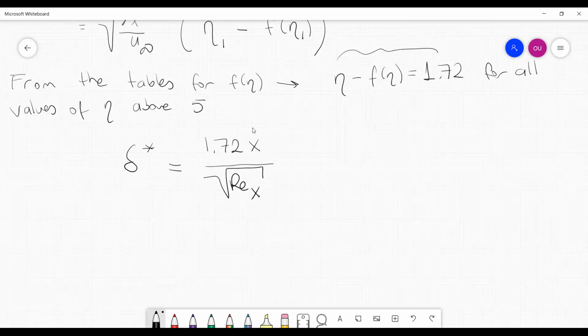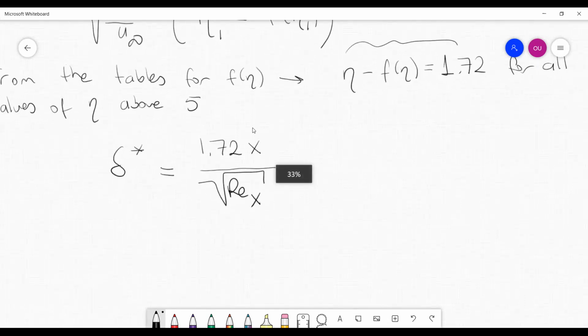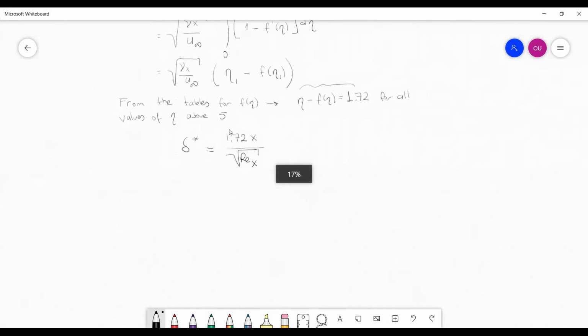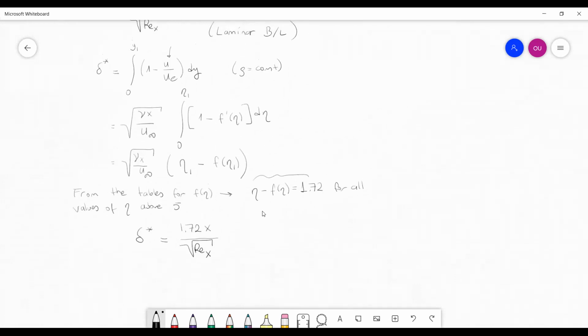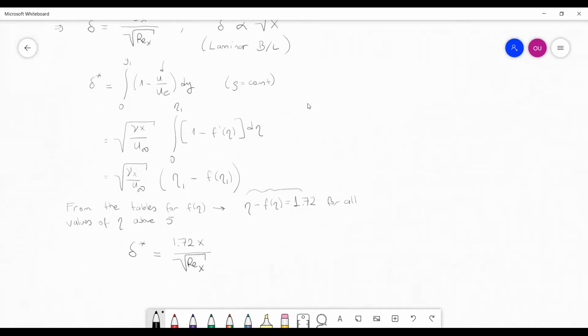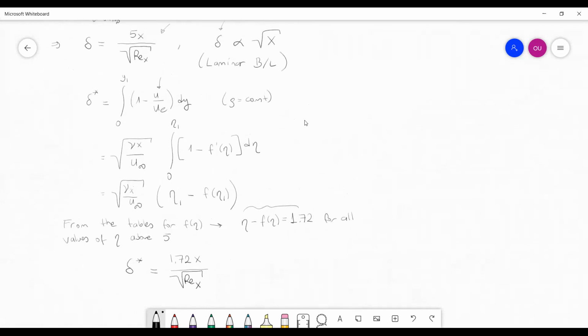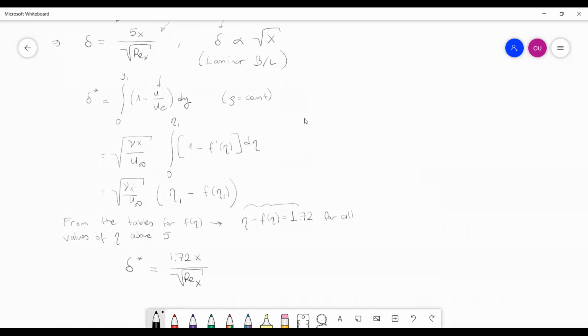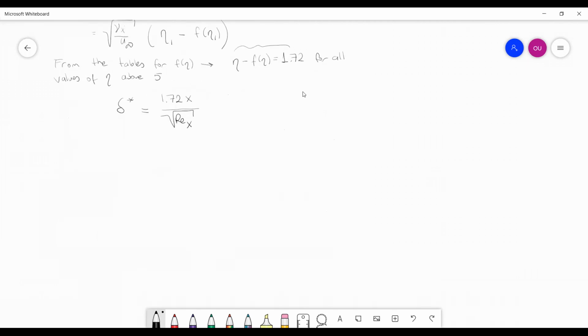As you can see, let me zoom out and try to compare it with the delta variation, delta star versus delta. First of all, delta star also grows proportional to the square root of x, but the constant is different. As you can see here, one constant is 5, and the delta star constant is 1.72.